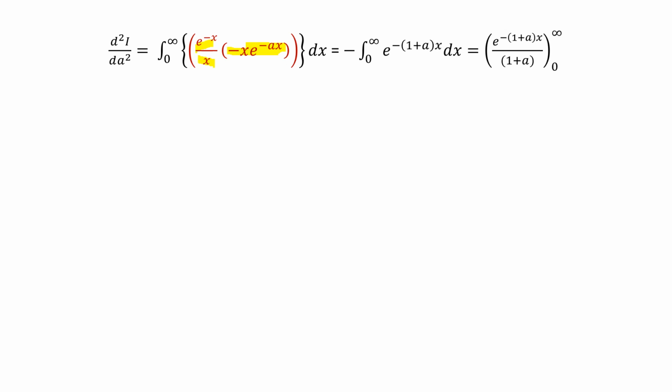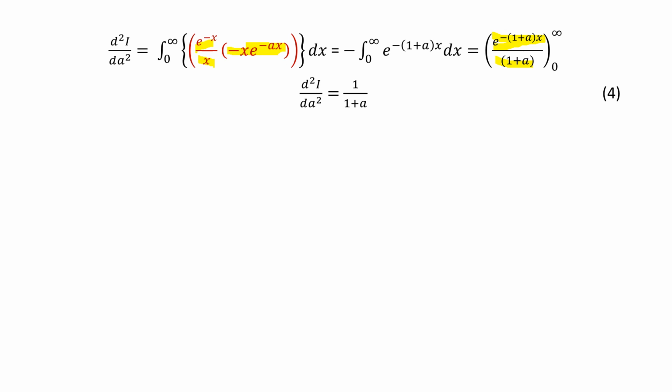So you will get integral 0 to infinity, x gets cancelled and the powers are added, so it is e raised to minus of 1 plus a times x dx. If you integrate it, it is e raised to minus of 1 plus a times x upon minus of 1 plus a, limit 0 to infinity. If you put limits, you will get d2I by dA square equal to 1 upon 1 plus a.